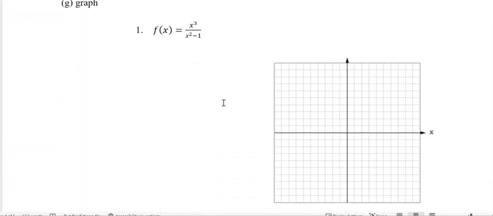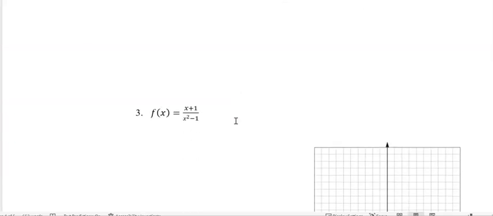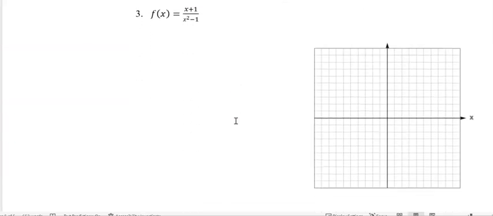Let's get some practice with maybe something a little bit easier. I'll start with this one. Okay, let's start with an easier one. So let's do everything. Let's find the domain.